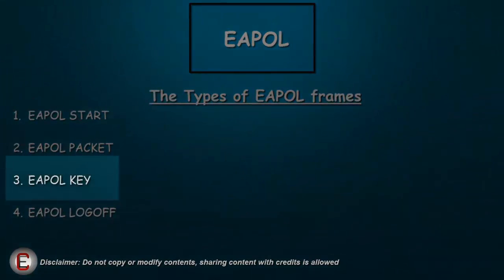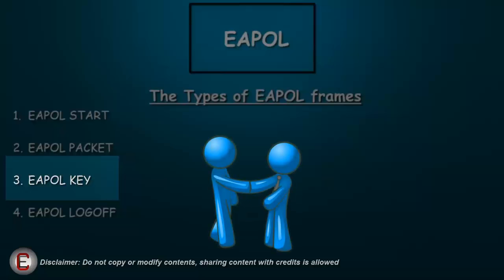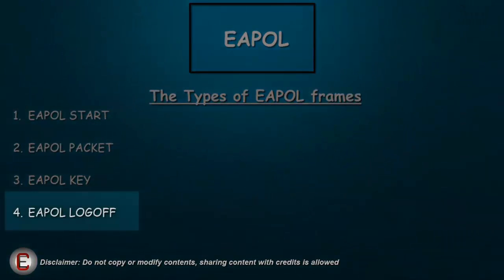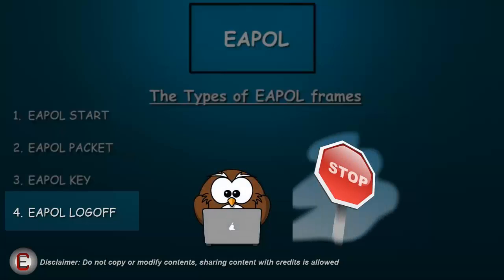Another type of frame is the EAPOL-Key frame, which is used in the wireless 4-way handshake and to share GTK updates. EAPOL-Logoff is a frame used by the client to indicate that it wants to end the network access connection it established before.